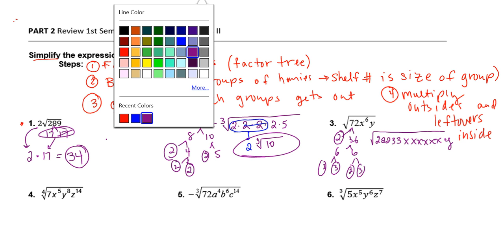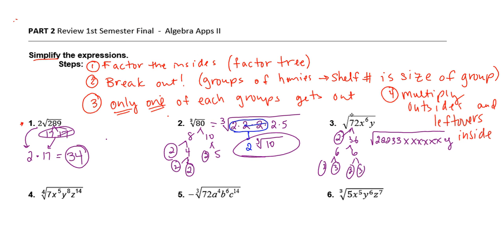Now my group size is 2 again, because there's no number out on the shelf. You assume it to be a 2. I've got 2 2s here, 2 3s. So I've got 1 2 makes it out, 1 3 makes it out, and I've got a pair of x's there, another pair of x's, another pair of x's.